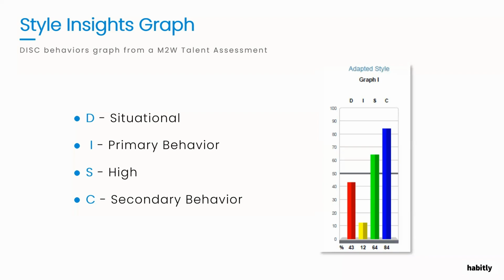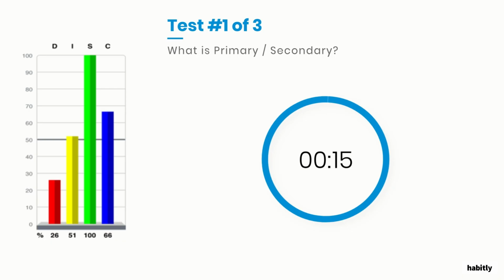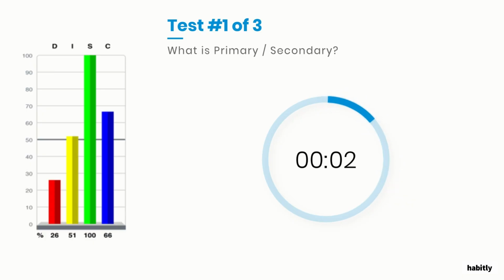I'm going to give you three different tests. Here's the first one. You tell me. Okay, here's the first test. Now, my question to you is very simple, and I'm going to give you 15 seconds. What is the primary and what is the secondary behavior? We're at 5 seconds. No pressure here. What is the farthest from the energy line? 12 seconds, 13, 14, 15.